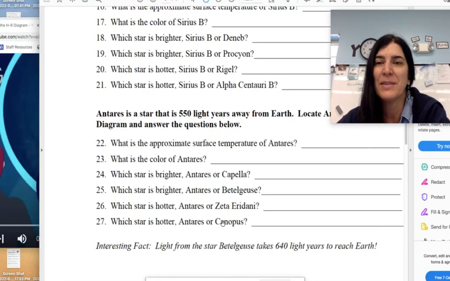After you're done with the diagram, you can work on the second assignment, which is on galaxies.